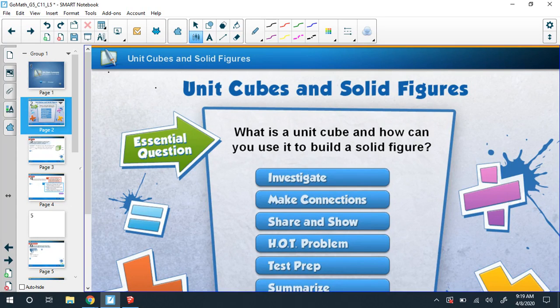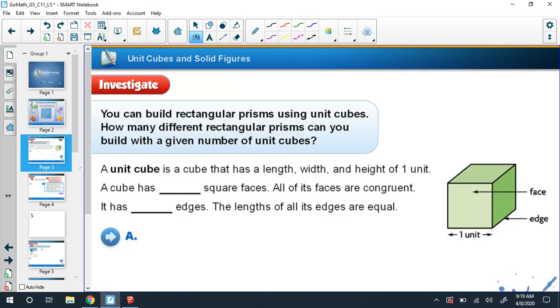All right, today we are going to be talking about unit cubes and solid figures. Our essential question is, what is a unit cube and how can you use it to build a solid figure? All right, so we're going to start off by talking about a unit cube. A unit cube is a cube that has a length, width, and height of 1 unit.